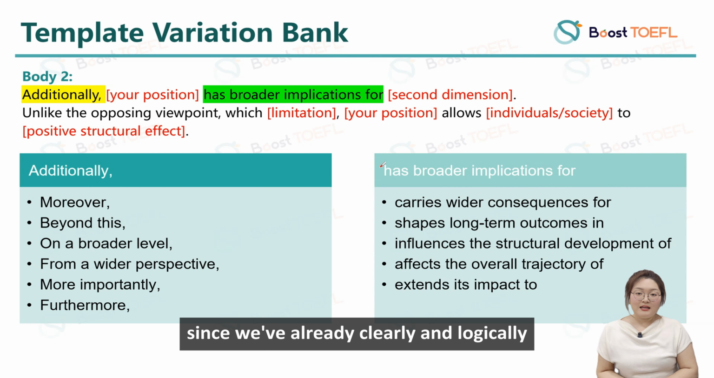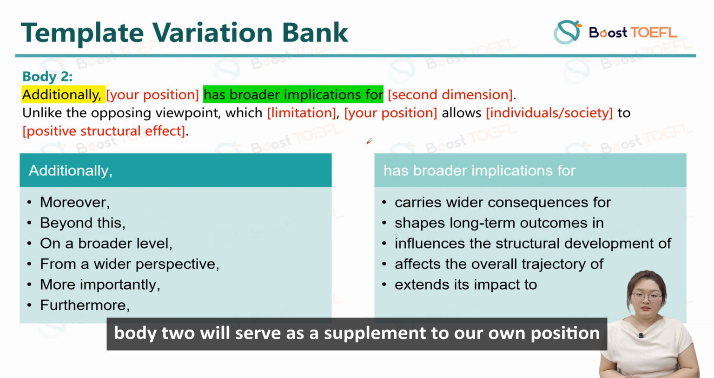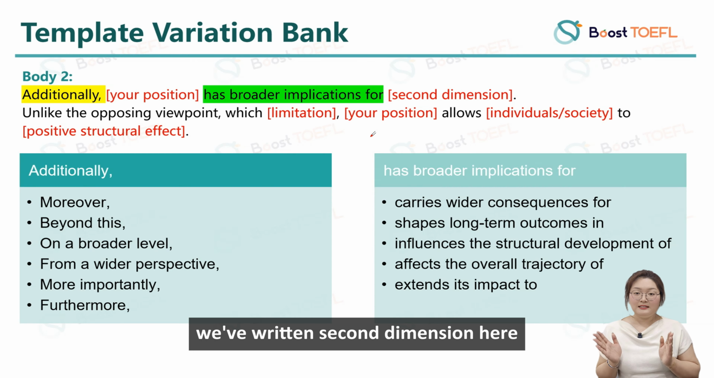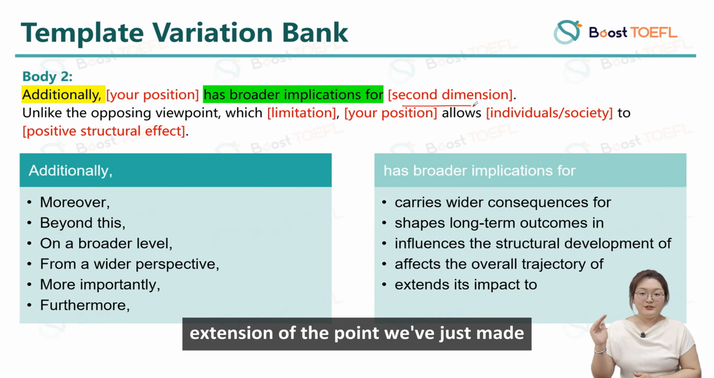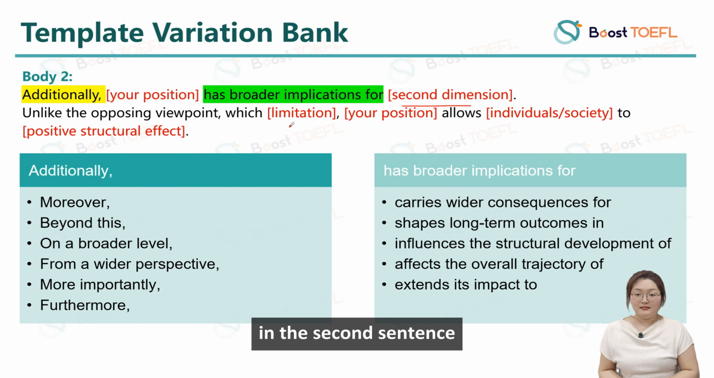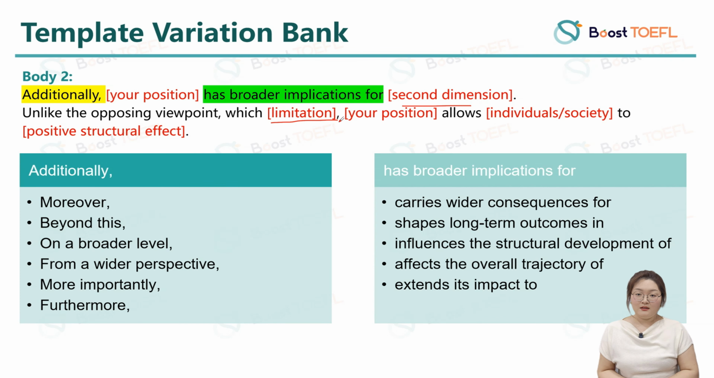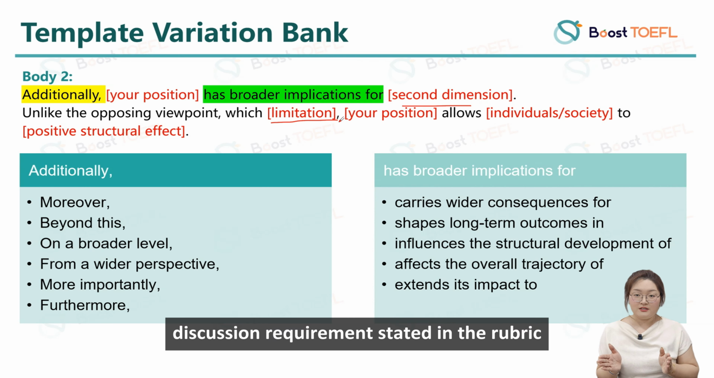Since we've already clearly and logically presented our stance and opinions in Body 1, Body 2 will serve as a supplement to our own position. As you can see, we've written second dimension here. That means this is a further extension of the point we've just made. At the same time, in the second sentence, we will point out the limitation from the opposing views, which once again responds to the contribute to the discussion requirement stated in the rubric.